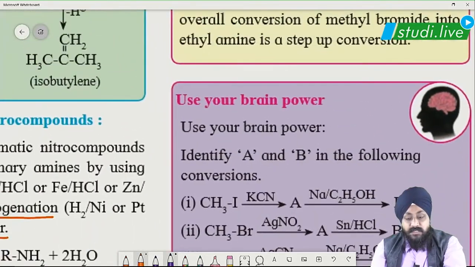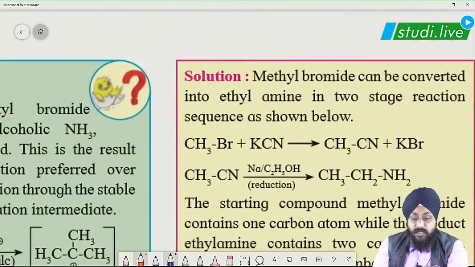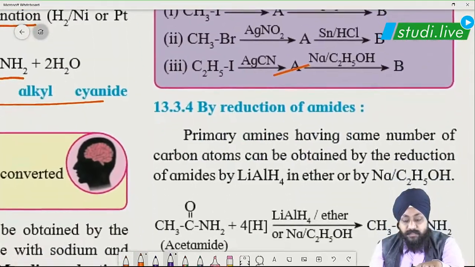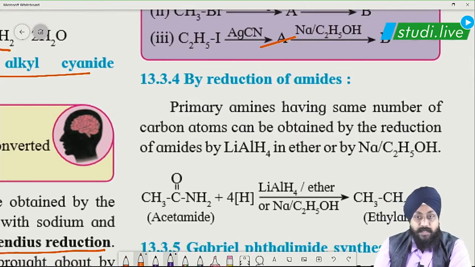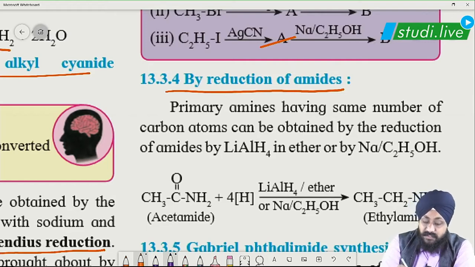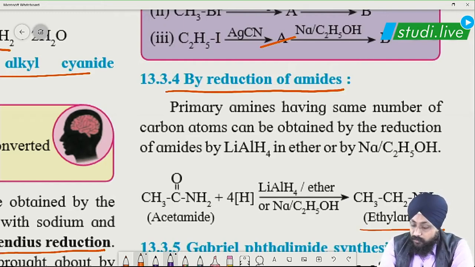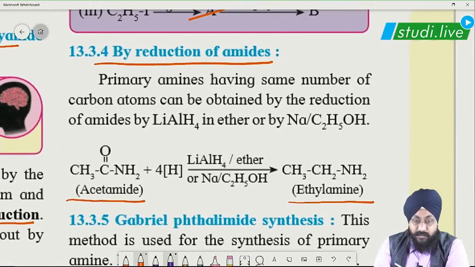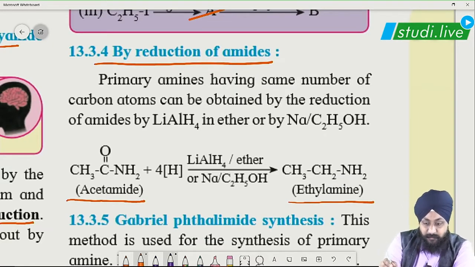Yes. Now students, the next method is going to be by reduction of what? By reduction of amide. Now what happens with this reduction of amide? See students, amide, on reduction by using lithium aluminum hydride in ether or by using sodium in alcohol, is going to give you amine with the same number of carbon. See, with the same number of what? Carbon. So here there is acetamide, it is getting converted into what? It is getting converted into your ethyl amine. So primary amine having the same number of carbon atoms can be obtained by reduction of amide.